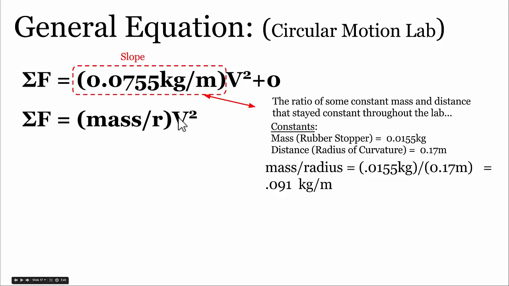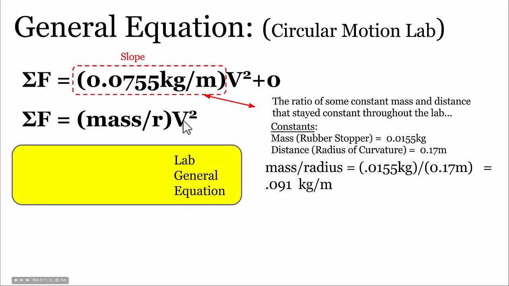If we group the two variables in the numerator, mass and velocity squared, we get the general relationship to predict the size of the sum of the forces pointed towards the center of a circular path: it is equal to the mass of the object moving in the circular path multiplied by its velocity squared, all divided by the radius of curvature.